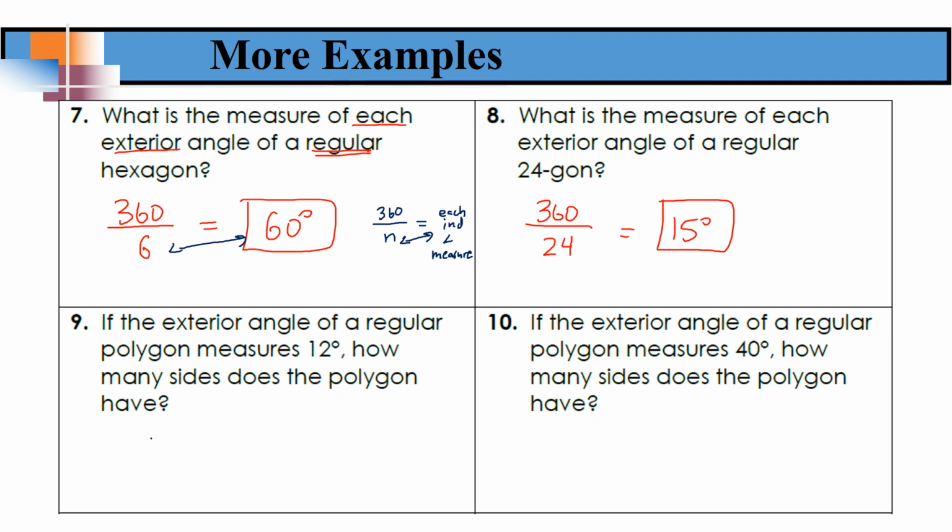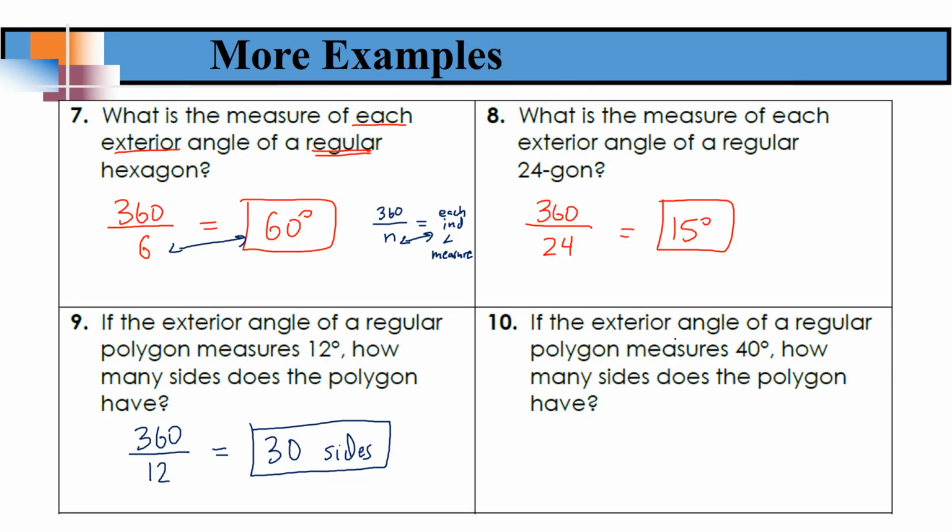We've seen this before. So I can take 360 degrees, divide by 12 degrees, and say, how many 12-degree angles are there in 360 degrees? And if we do that, we're going to get 30. That would be 30 sides. 30 times 12 gives us 360, meaning there are 30 12-degree angles in 360. In the same way, we can approach number 10.